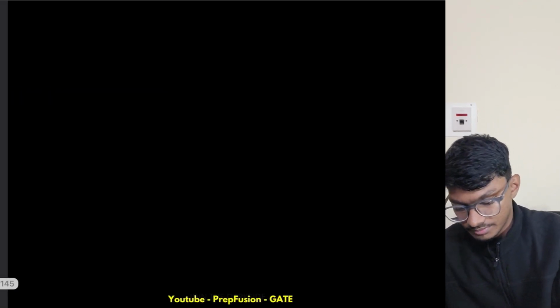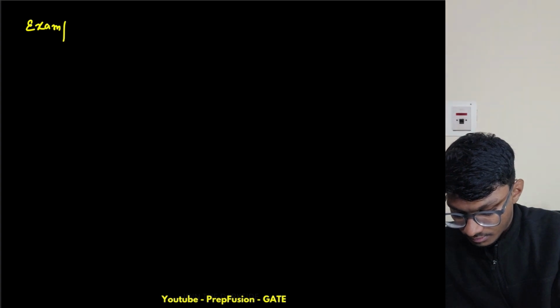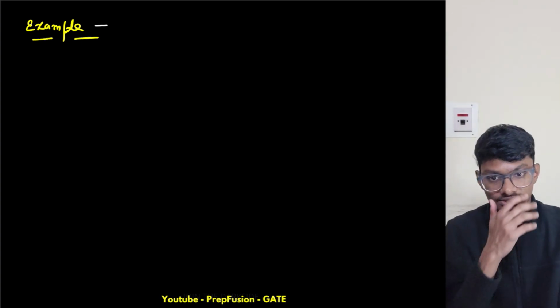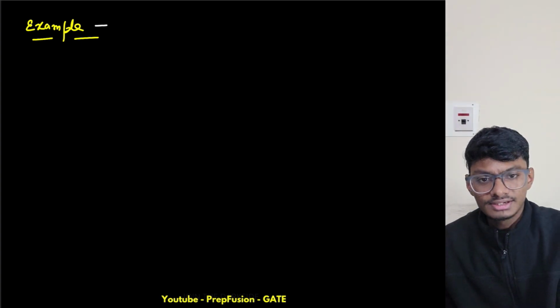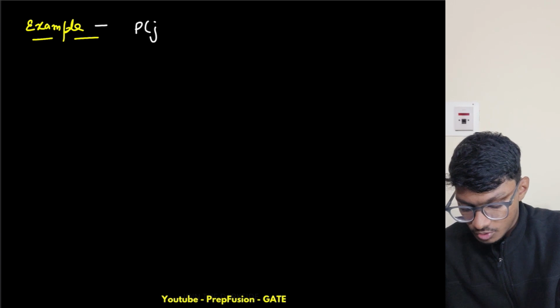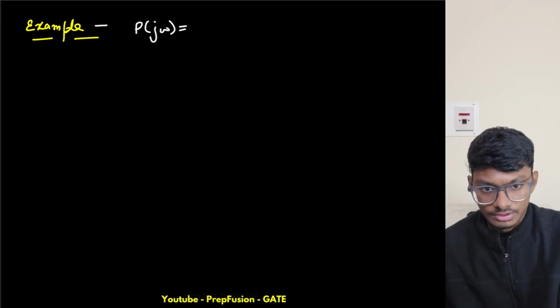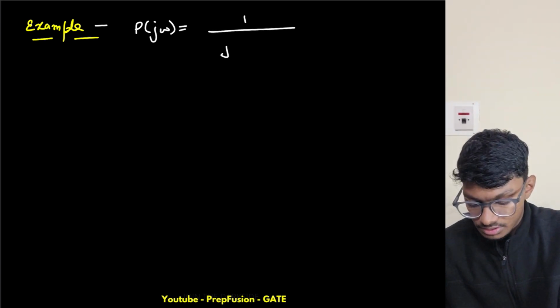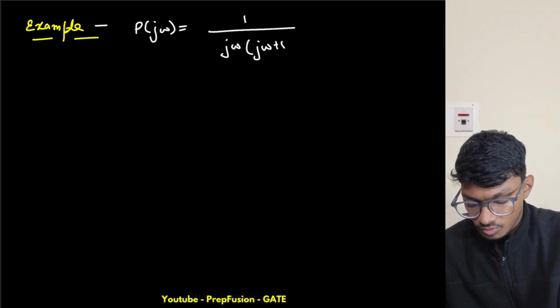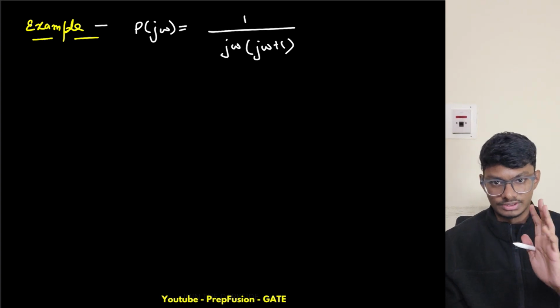So let's take one example. Let's take one P of j omega, just taking one example, transfer function equals 1 by j omega into j omega plus 1. So this is my transfer function.